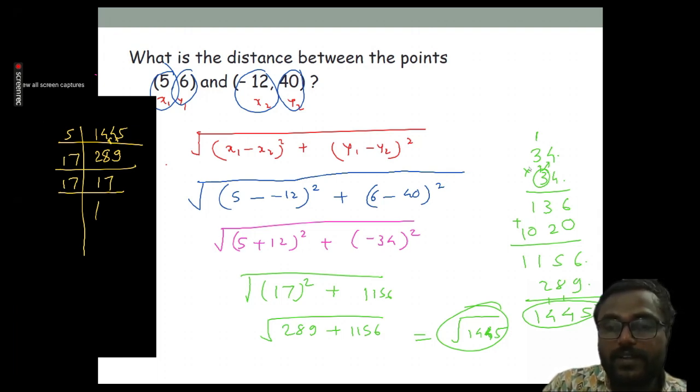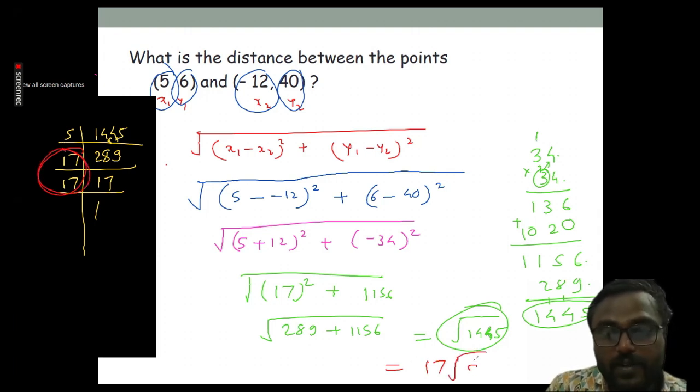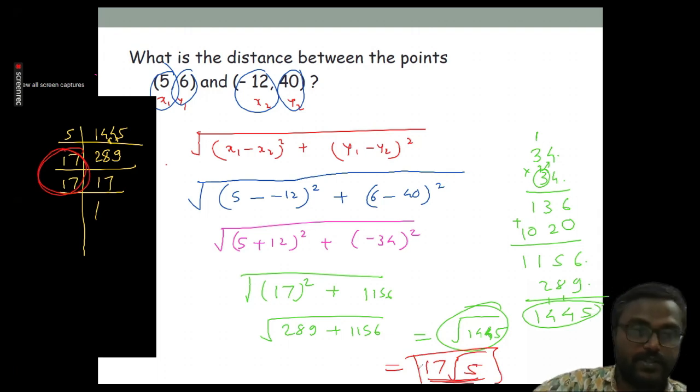As I told you in the last class, whenever we are taking a square root, we form a pair. This 17 is forming a pair, so a 17 will come out, and 5 remains inside the root. So 17 root 5 will be your answer. I hope you guys understood it.